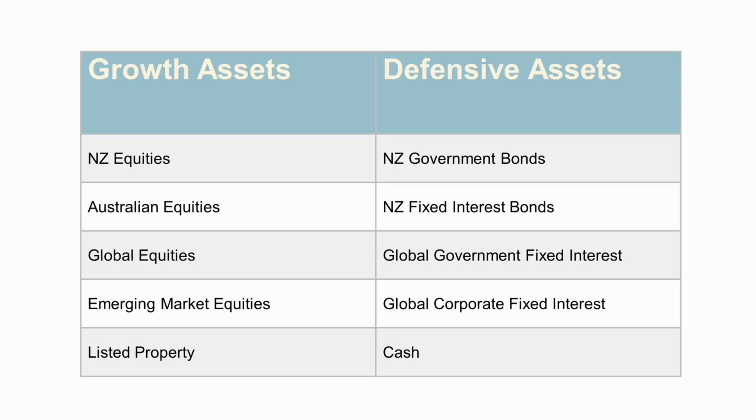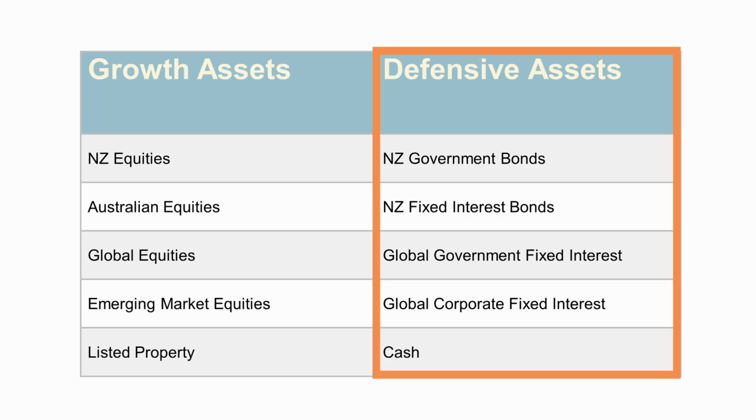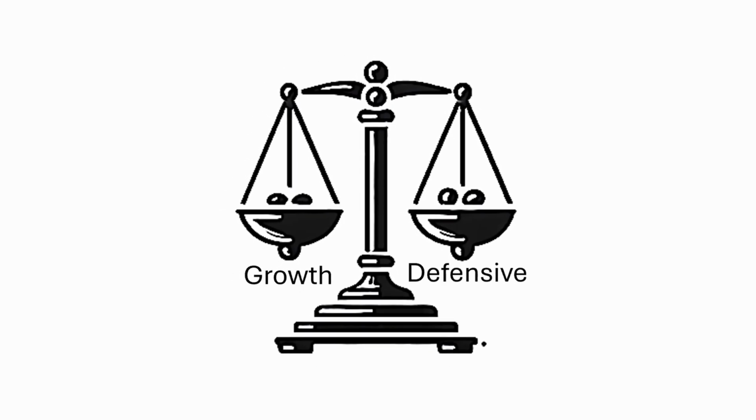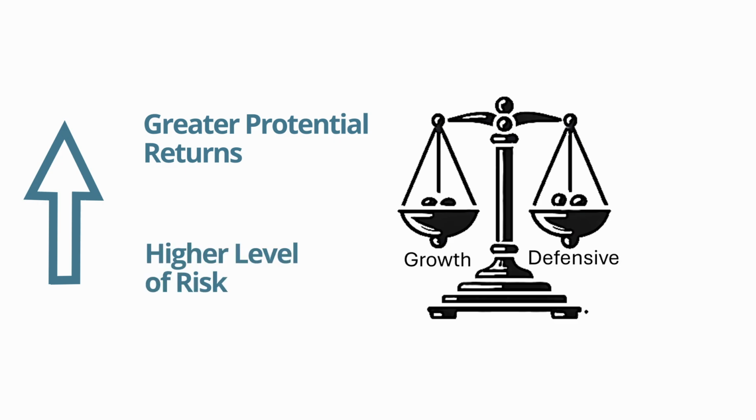To help simplify things, we're going to group the riskier investments together and call them growth assets, and the assets that are normally safer and more predictable as defensive assets. The decision of what proportion of the investment assets should be allocated between growth and defensive is arguably the single most important decision and has the biggest impact on the overall risk and return of your portfolio. The more growth assets you have, the greater the potential returns, but the higher amount of risk.